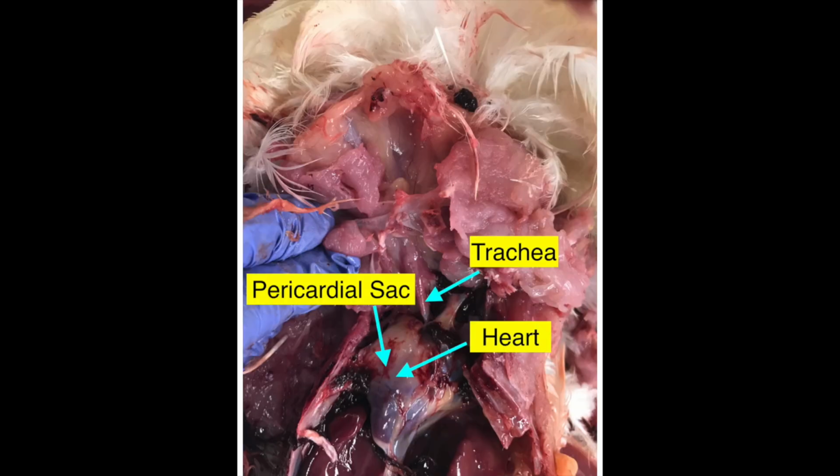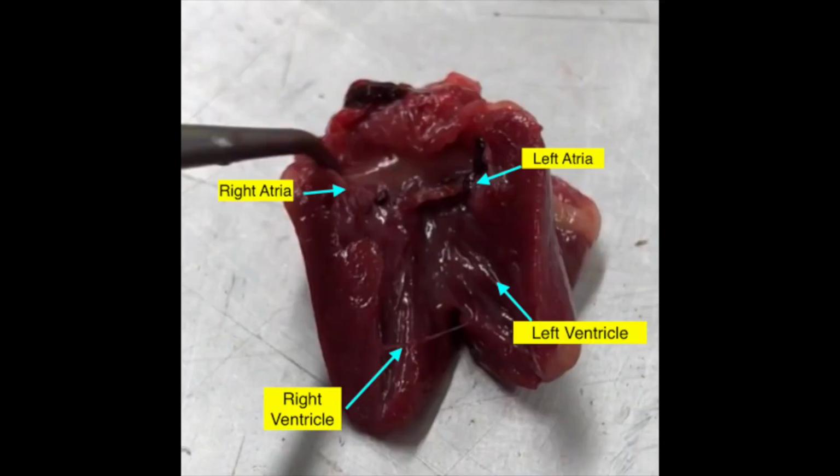The heart is covered by the pericardial sac, and it has 4 chambers: the right atrium and right ventricle, which receive deoxygenated blood from the body and send it to the lungs, and the left atrium and left ventricle, which receive oxygenated blood from the lungs and send it to the body.